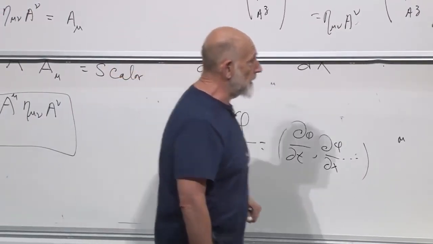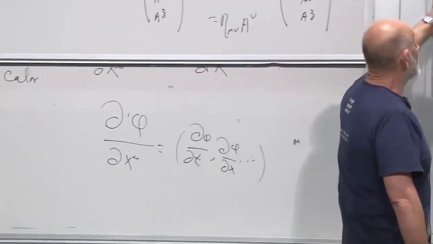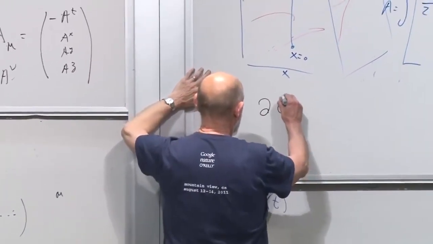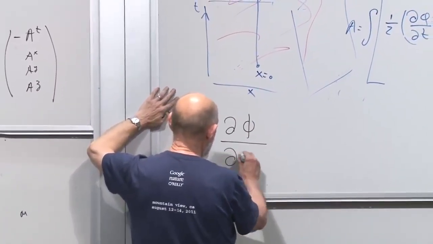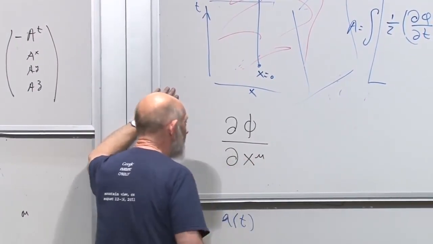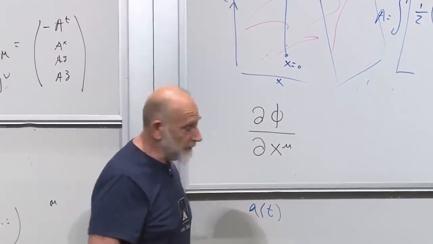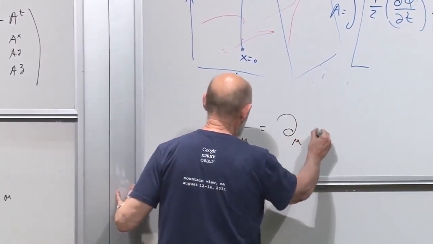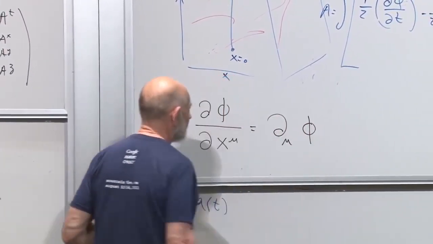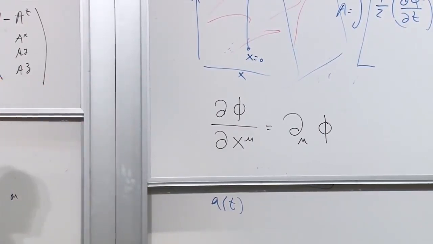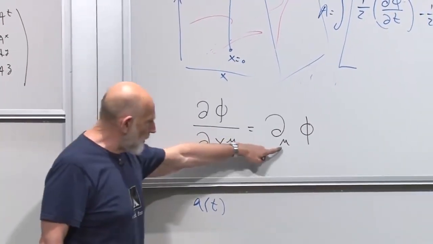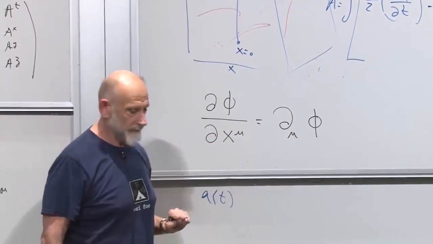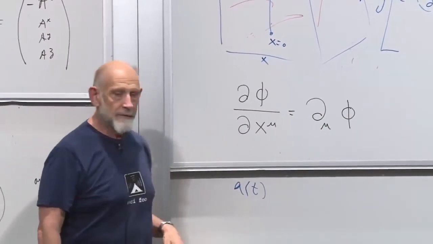All right, so now we know something else. We know that derivatives of a scalar with respect to x mu are a covariant vector, and it's sometimes just written as d sub mu phi. The index being a lower index here to indicate that it's a covariant thing. Good.